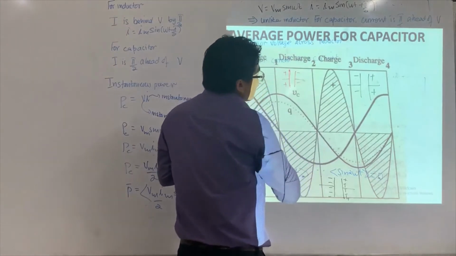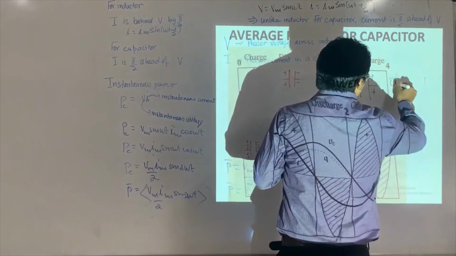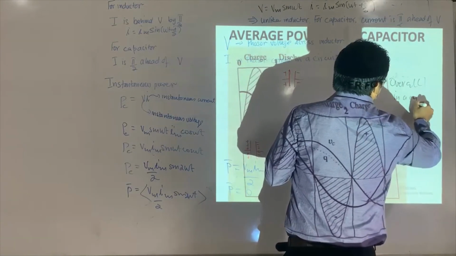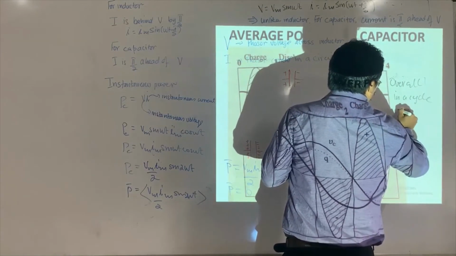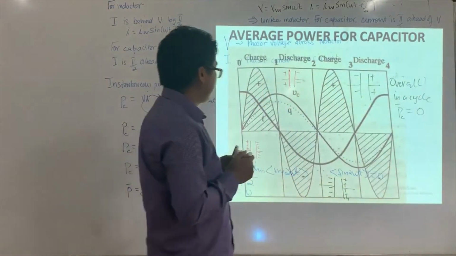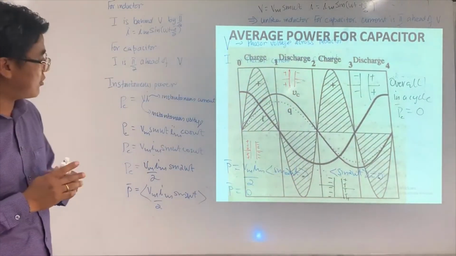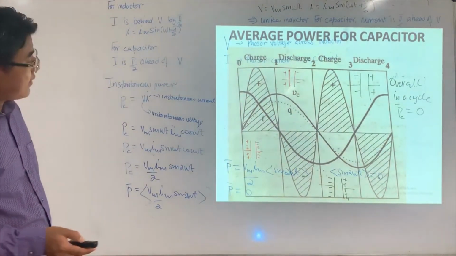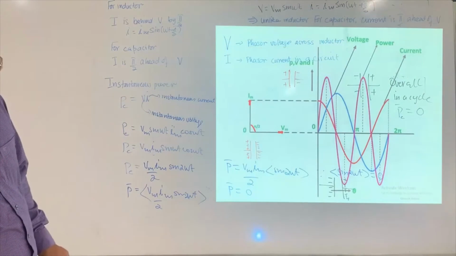So overall in a cycle, total power is going to be zero. Total power is equal to zero. So this is what we have. And this is again a representation. Look at here.